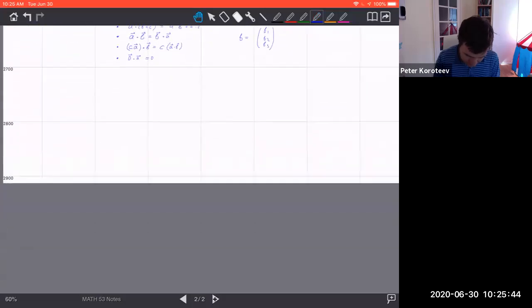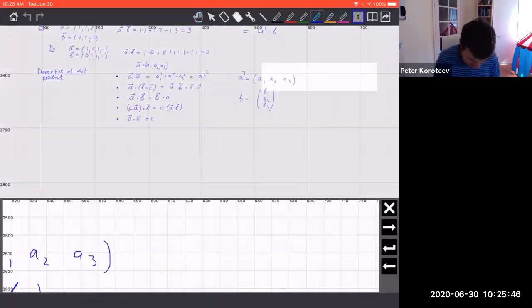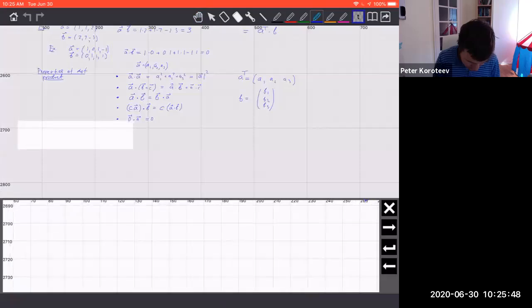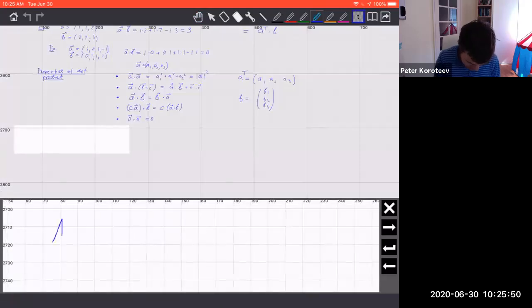Now, another application of the dot product is to study angles between vectors.